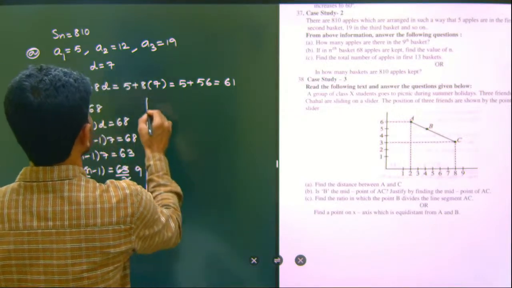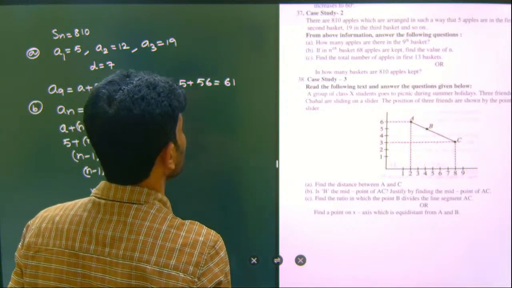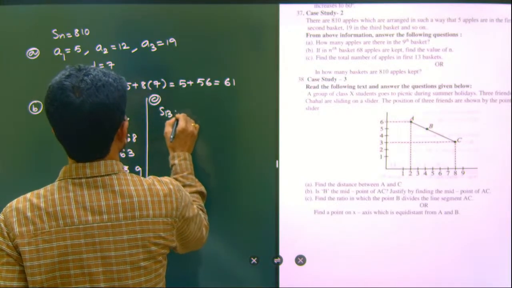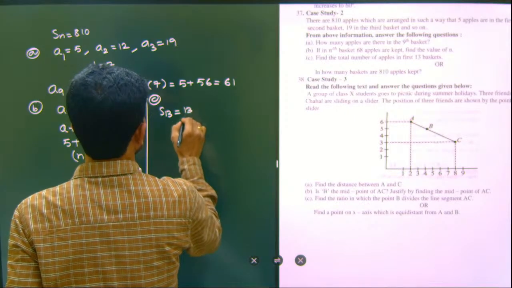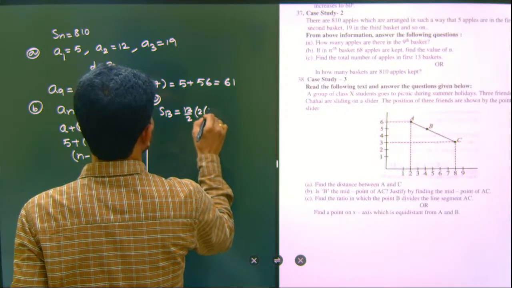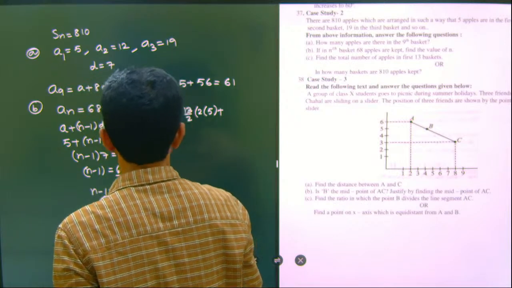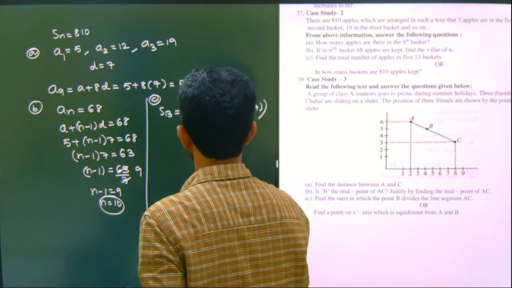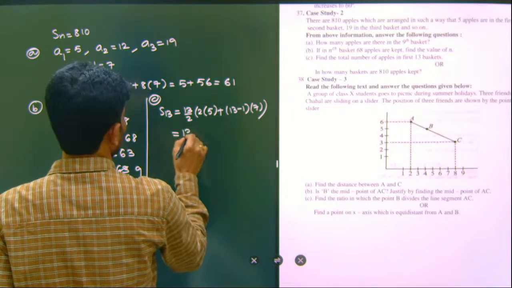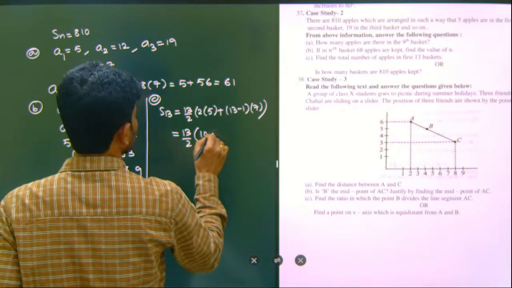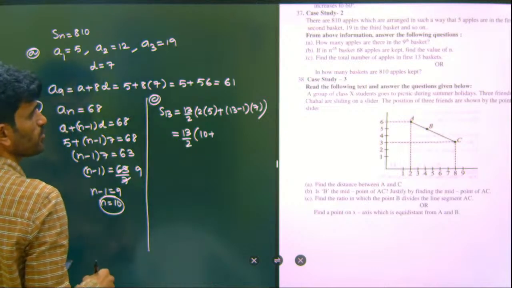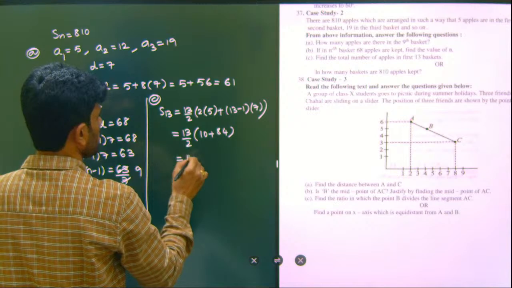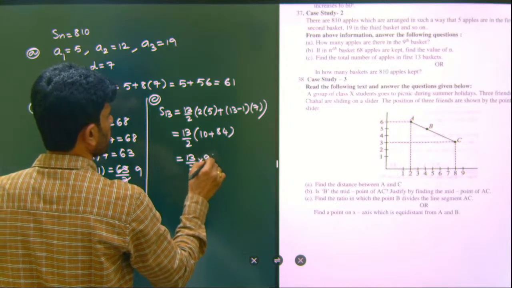Question number C. Find the total number of apples in the first 13 baskets. S13 they are asking to find. Sn formula we have to use: 13 by 2 into 2a plus n minus 1 into d. n is 13 here, so 13 minus 1 into d, d is 7. So that is 13 by 2 into 10 plus 13 minus 1, 12. 12 sevens are 84. So 13 by 2 into 94.